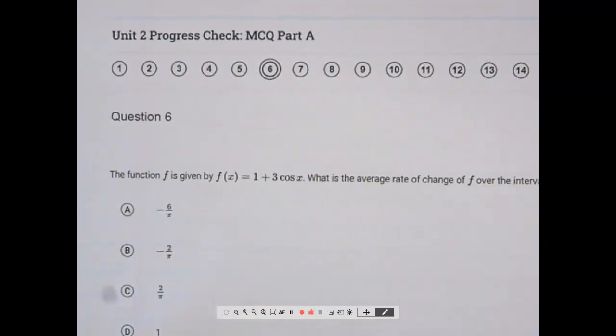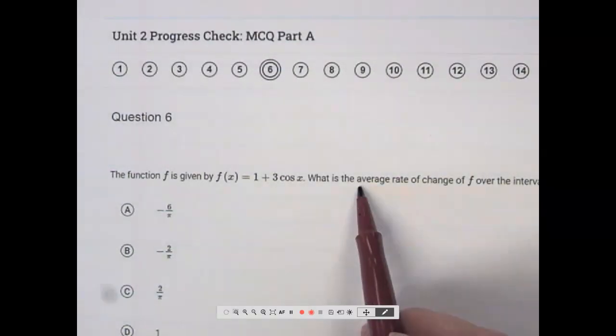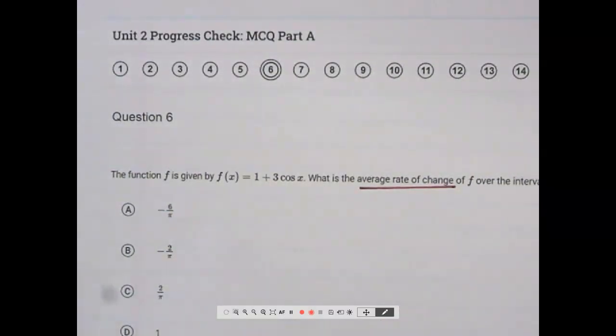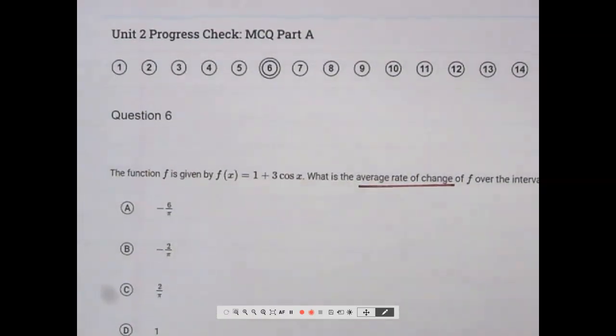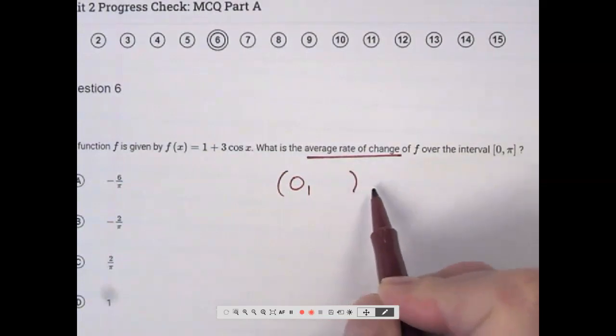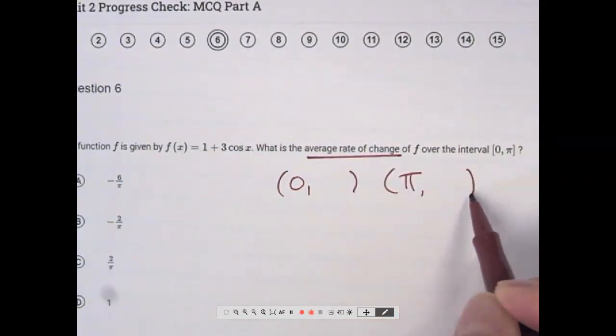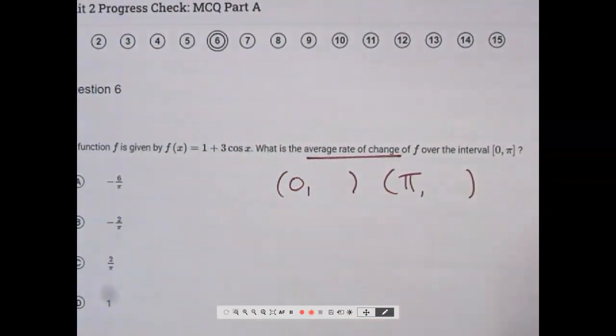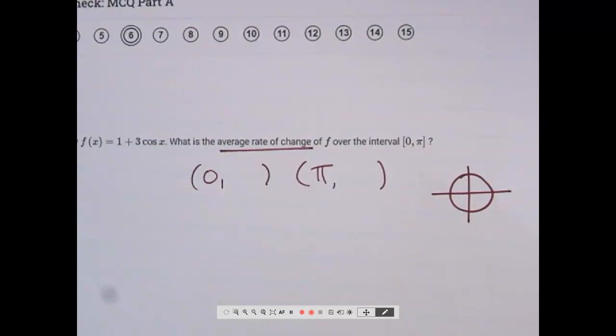All right, number 6. The function f is given by f of x. What is the average rate of change of f over the interval 0 to pi? Is there a calculator on this one? No. Average rate of change means what? Slope formula. Okay, what are my 2 ordered pairs? 0, well, 0 something and pi something. Plug in 0. Let's look at our unit circle. All right, guys, where is 0? Wave in the air.